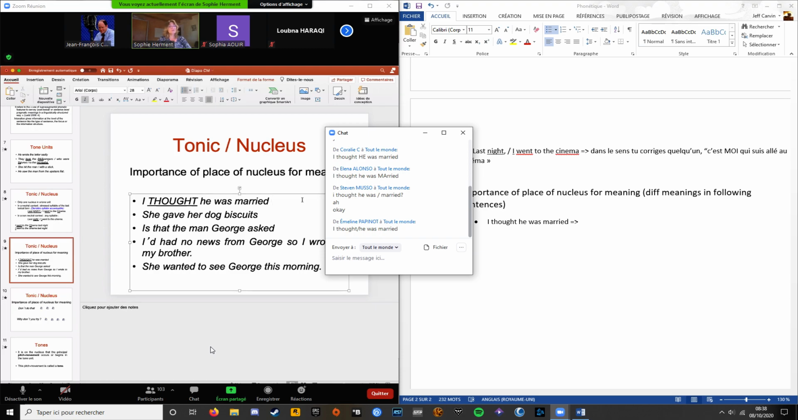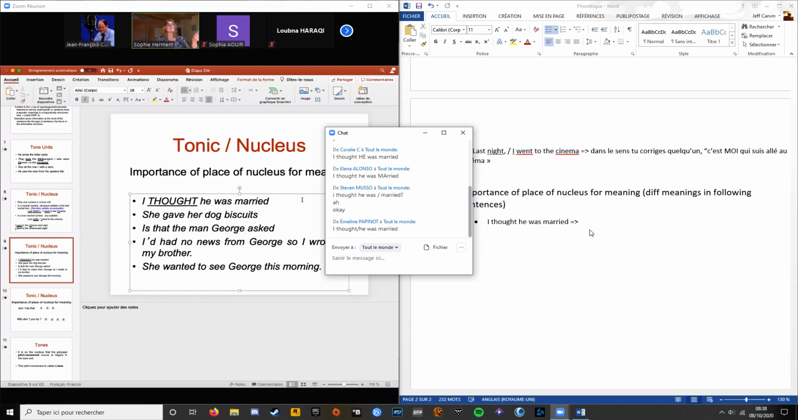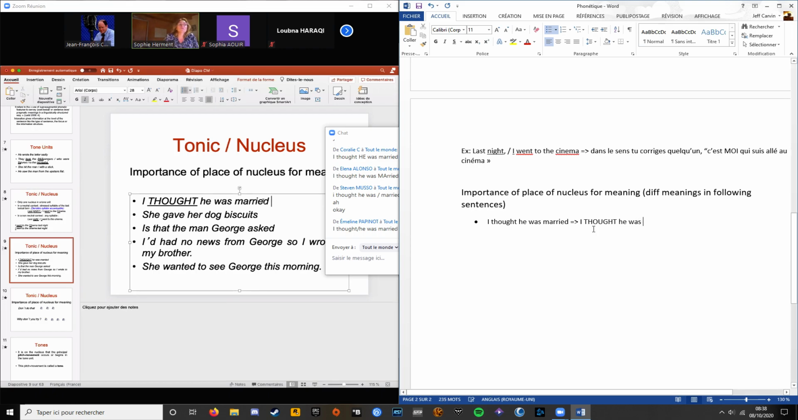It means I knew he was married. Okay, I knew it. So in fact, if you say "I thought he was married," it means he is married indeed, and I knew it. So you see, if you place a nucleus on thought, you knew he was married, he is married. And if you place the nucleus on married, it means he's not married. So it's exactly the opposite. And just simply with the change of place of nucleus, you change the whole meaning of the sentence. Right?